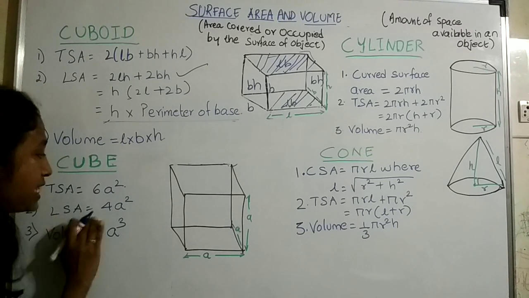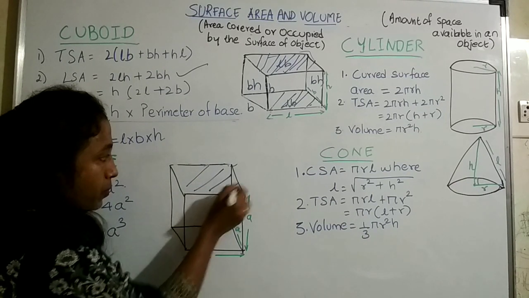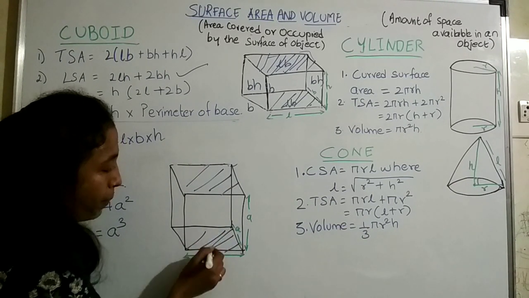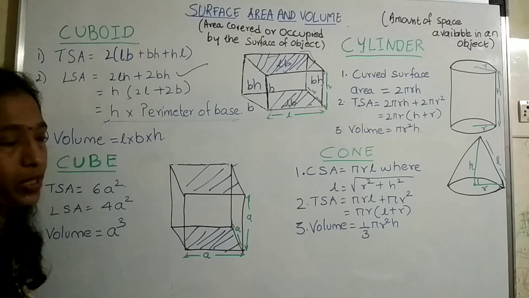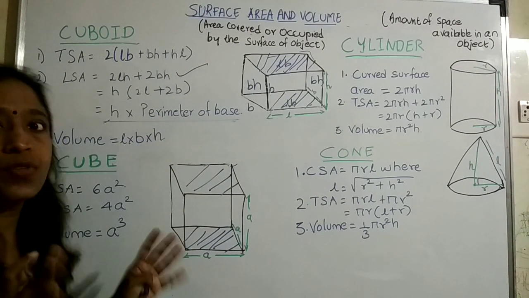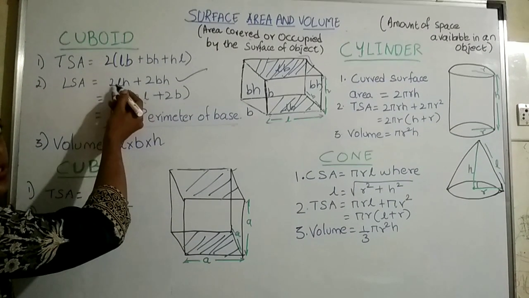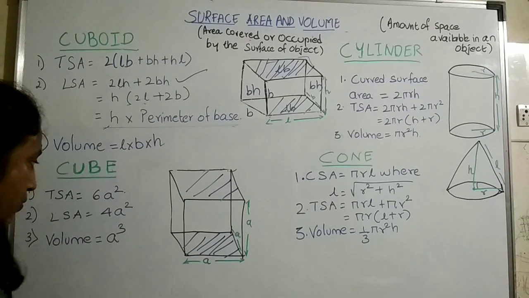Similarly for LSA, we don't consider the top and the lower base. So how many sides? A square, A square, A square, A square. So it's 4A square, right? Or simply substitute A into A: 2 into A square plus 2 into A square, which is 4A square.